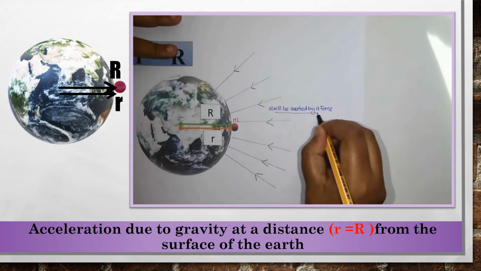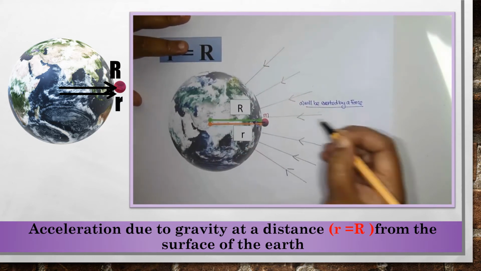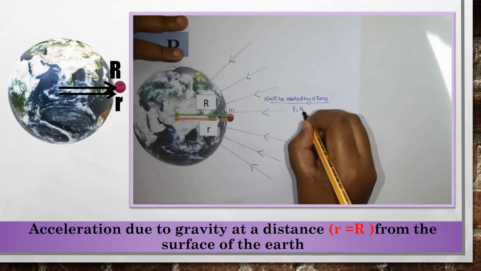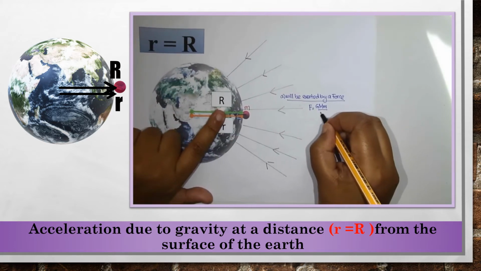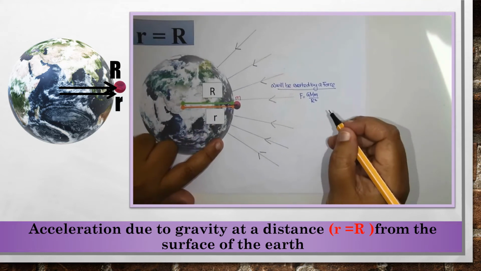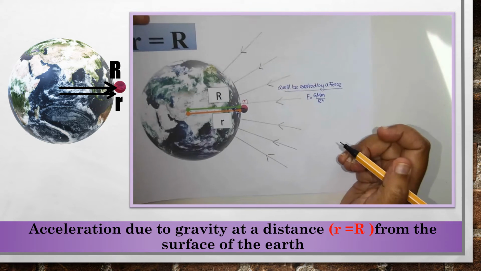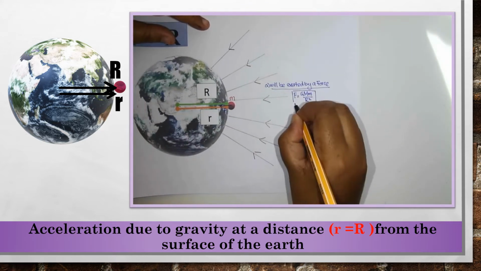Okay, and it's a gravitational force where the force will be towards the center of the earth, which is F. So F is equal to GMm over capital R squared, because at the surface of the earth, from here to here, R is equal to small r. Then what will happen? This is concept number 1.